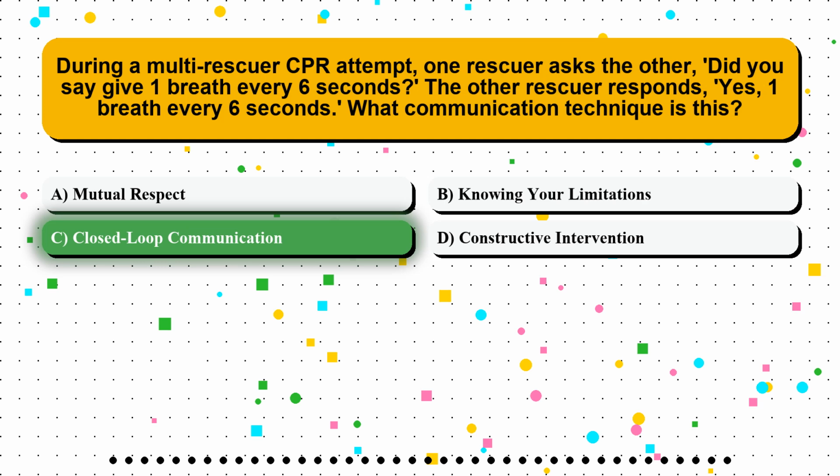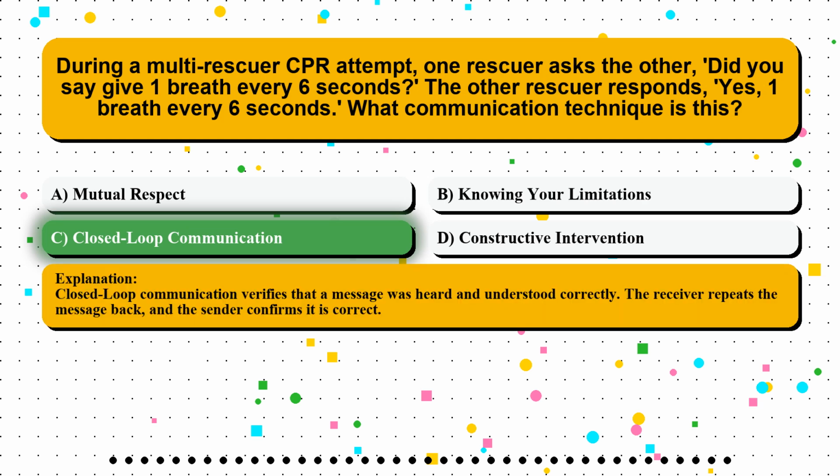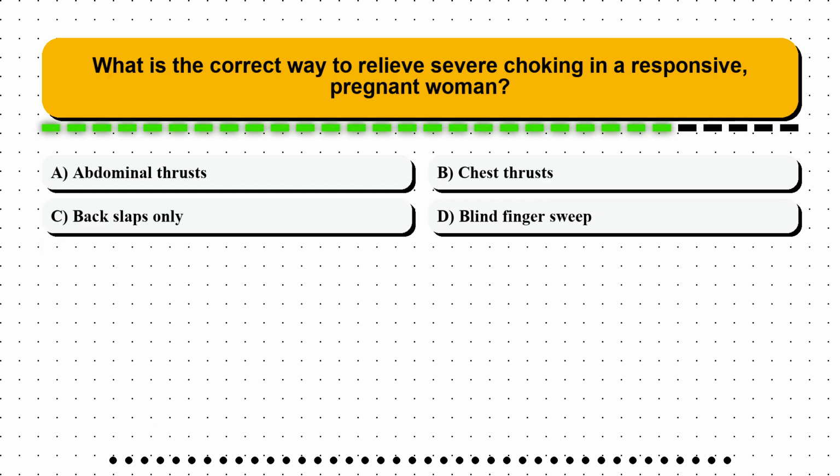The correct answer is option C. Closed-loop communication. Closed-loop communication verifies that a message was heard and understood correctly. The receiver repeats the message back, and the sender confirms it is correct. Question 28. What is the correct way to relieve severe choking in a responsive, pregnant woman? Option A. Abdominal thrusts. Option B. Chest thrusts. Option C. Back slaps only. Option D. Blind finger sweep.